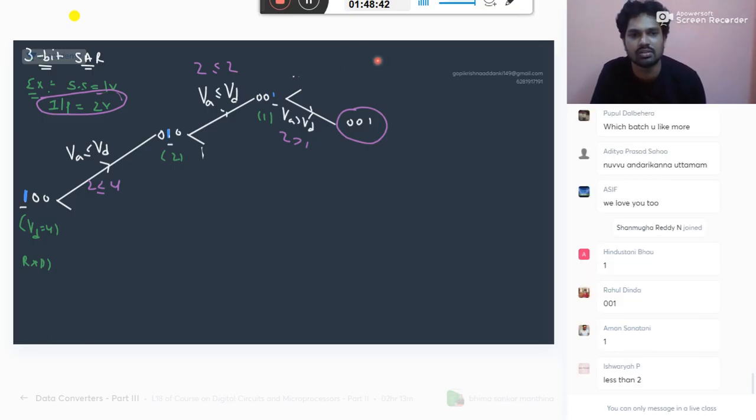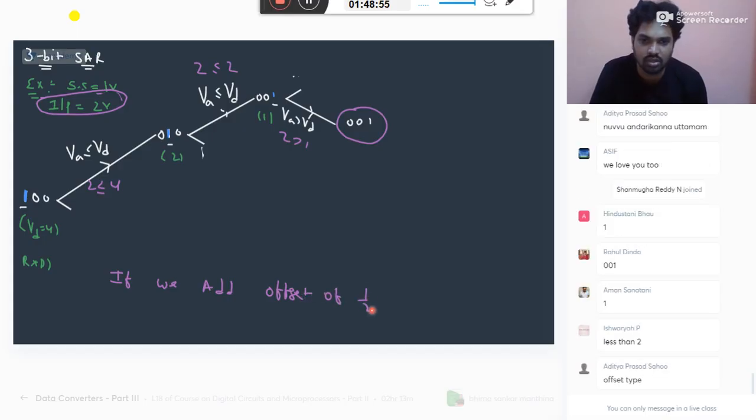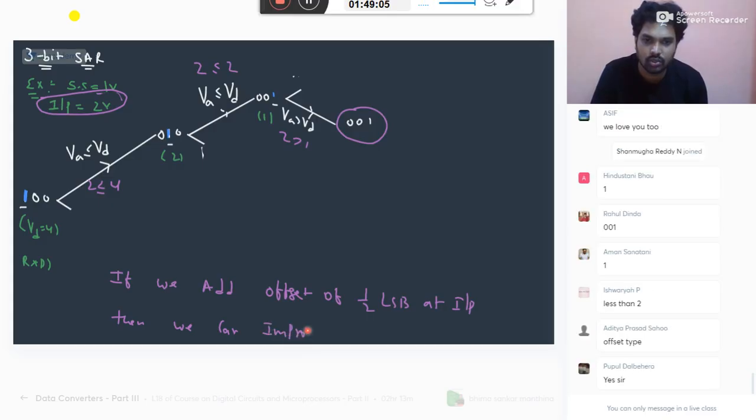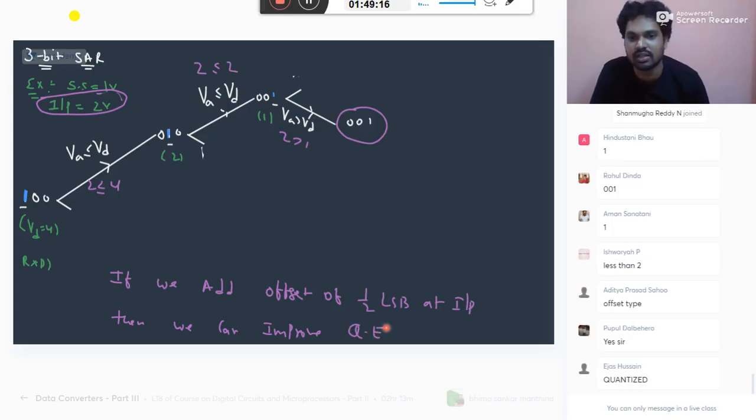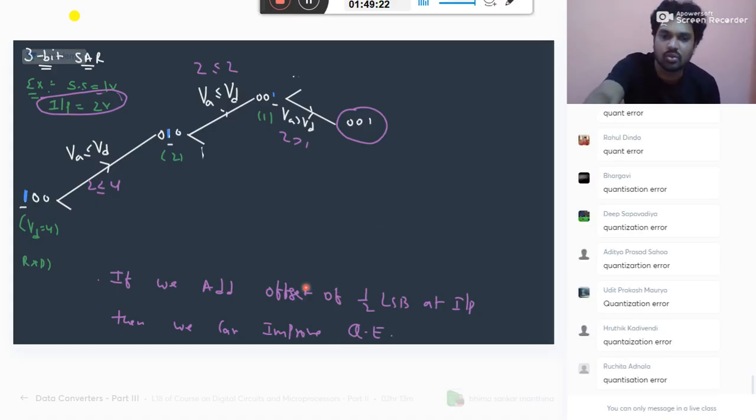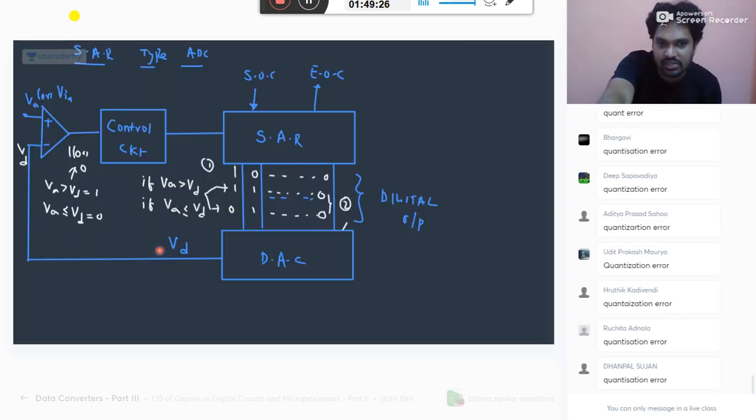You can overcome this if you add some small value at the input. If we add an offset of LSB at the input, then we can improve QE. What is QE? Quantization error. This is what we call quantization error. We can add the offset, or you can subtract from this DAC also. Here, instead of VD equal to 2, you take it 1.9, then this problem will not occur.